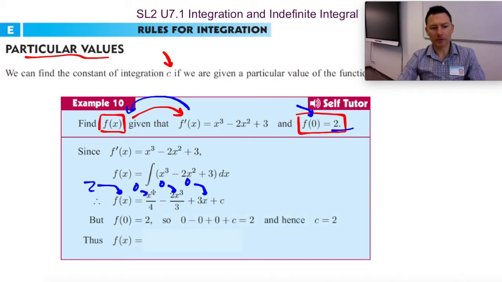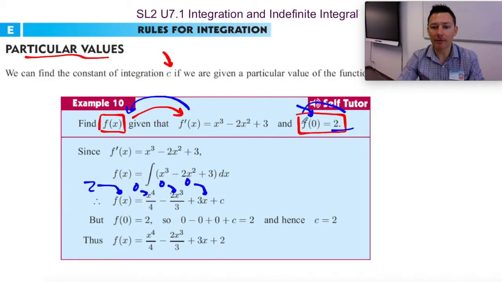And so this will be 0 to the 4th is 0 divided by 4, so that's where this 0 comes from. 0 cubed times 2, 0 divided by 3 is 0, that's where this comes from. And this is 0 plus c gives us 2, and so therefore we can solve and say, hey, c is 2. Hence, there we go. Plus 2 at the end.